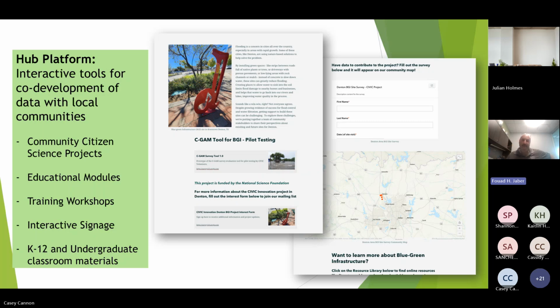These are all developed from different projects; these are not NSF projects. Most of them are TCEQ, or there's a couple of projects that were funded by National Geographic, actually. And all that is on the hub, but specifically what we're talking about, you will see that CGAM survey tool. You click on it, and that takes you to that. And with that, next slide.